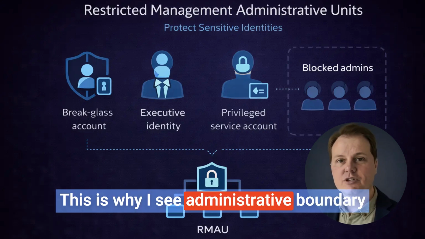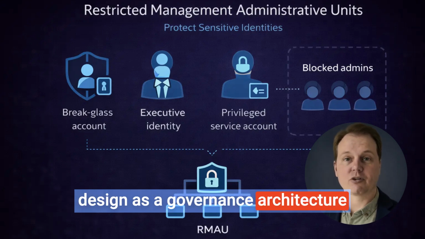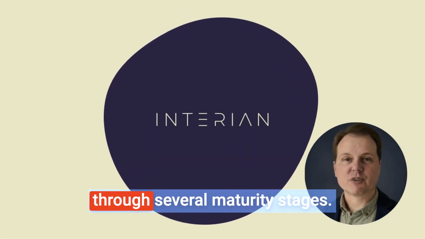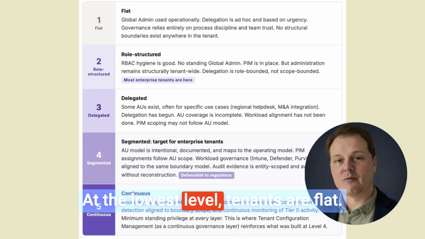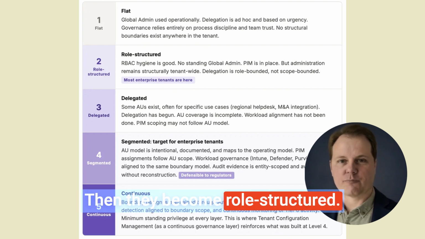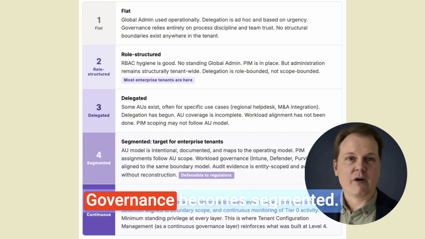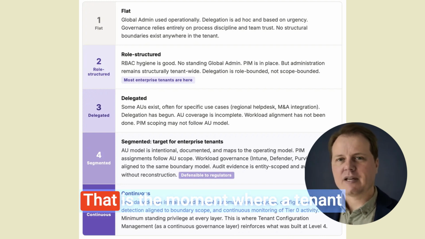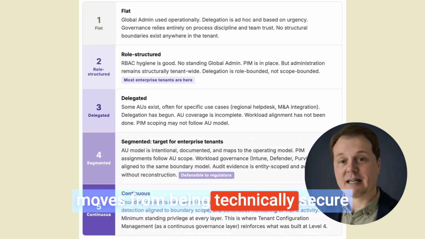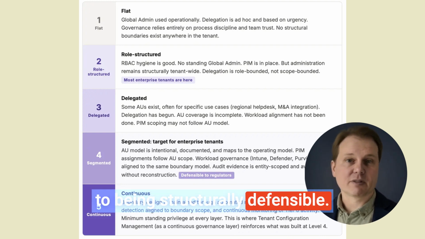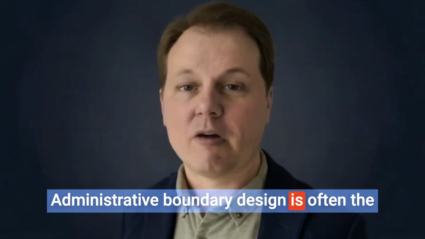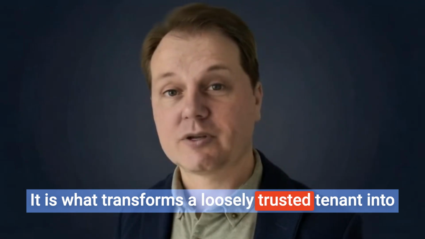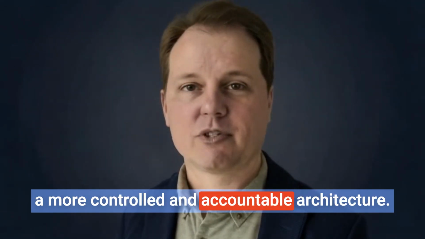This is why I see administrative boundary design as a governance architecture topic, not just a configuration topic. In practice, many tenants evolve through several maturity stages. At the lowest level, tenants are flat. Then they become role-structured. Delegation starts to appear. Governance becomes segmented. And eventually, boundary enforcement becomes continuous. That is the moment where a tenant moves from being technically secure to being structurally defensible. Administrative boundary design is often the missing layer in Microsoft Entra governance. It is what transforms a loosely trusted tenant into a more controlled and accountable architecture.